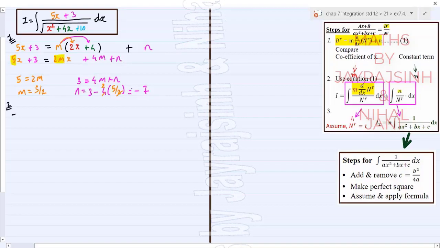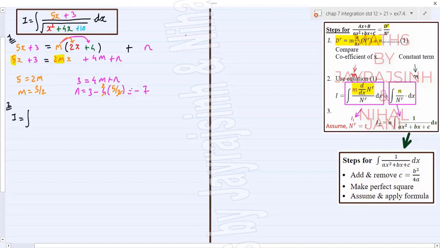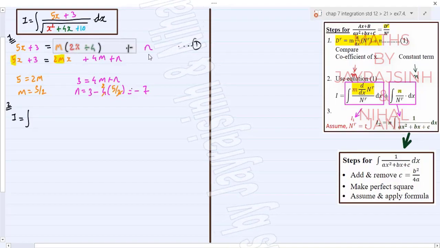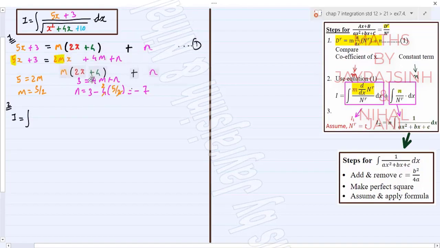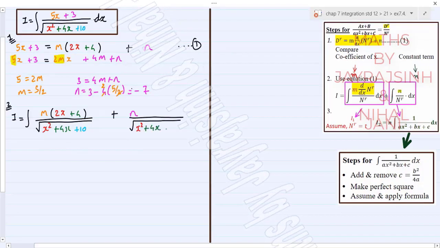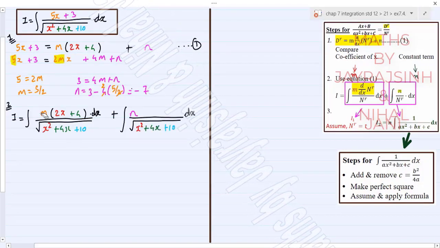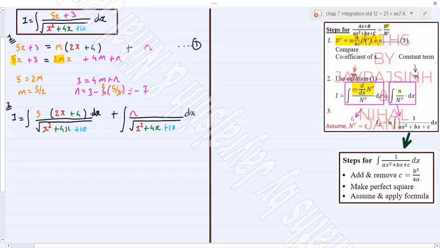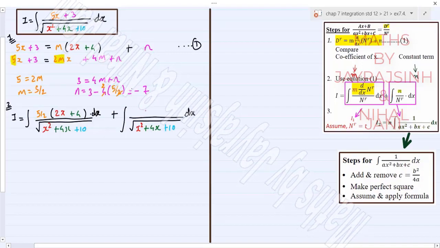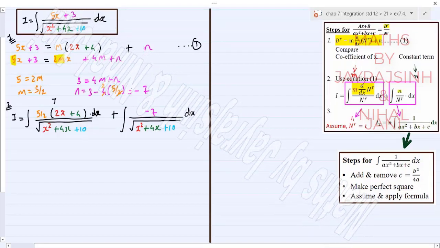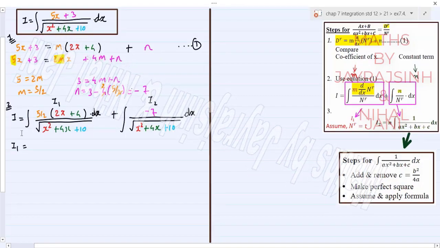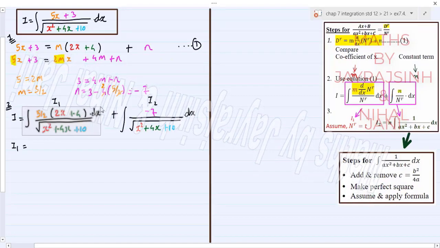Now in second step, we will separate our numerator using first equation, and give individual denominator. Now substitute the value of m, which is 5 by 2, and the value of n, which is minus 7. We have to consider first term as I1 and second term as I2. So first of all, let's try to integrate I1.